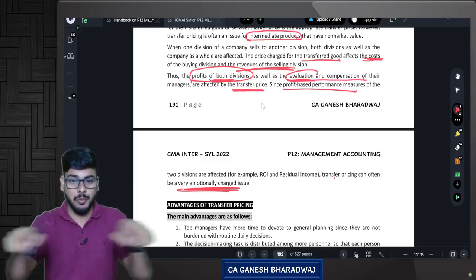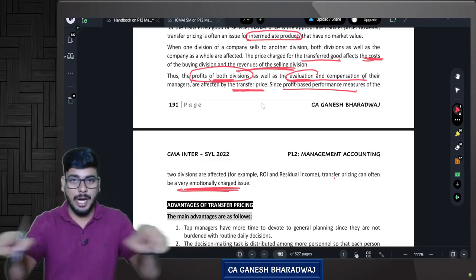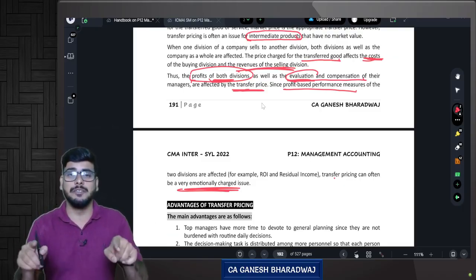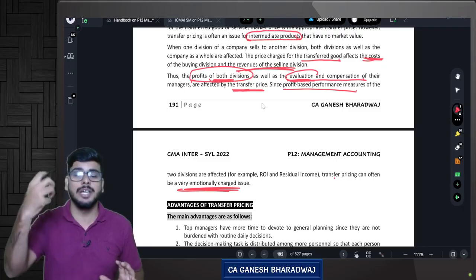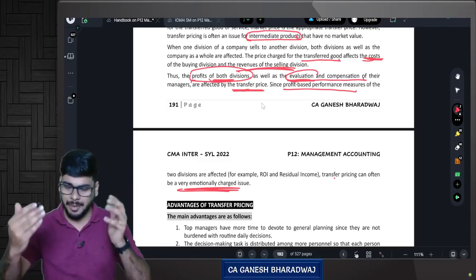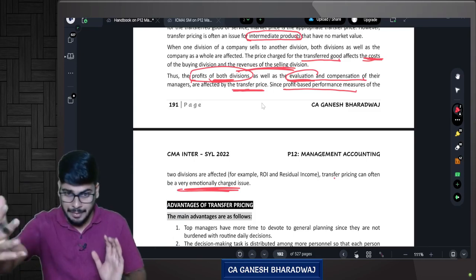It has to be mutually agreed by whom? It has to be mutually agreed by the divisions all by themselves, and they need to voluntarily come up and fix a proper transfer price. Are you clear with this? How we do that, we will see in this chapter.